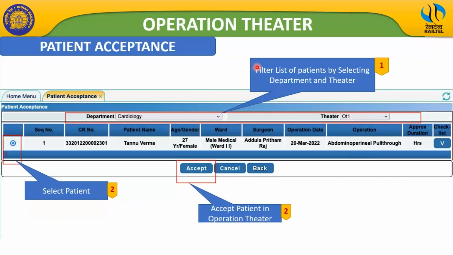This is for the patient acceptance. Once the PAC related data entry has been done, the patient has to be accepted. The nursing staff in the OT will go to the patient acceptance menu in the OT module, and they will select the patient, and after that they will click on the accept option. So this is basically an acceptance in the OT.